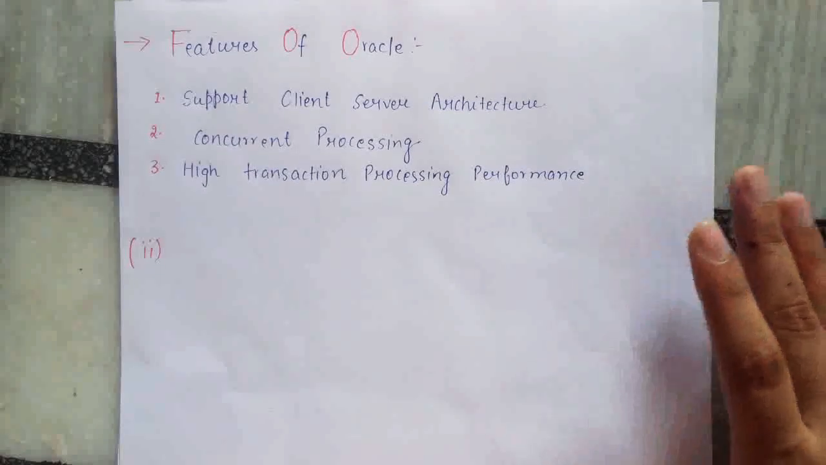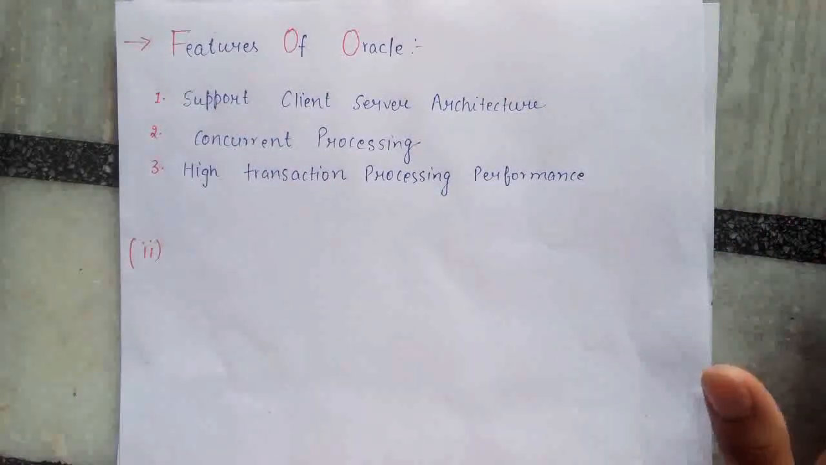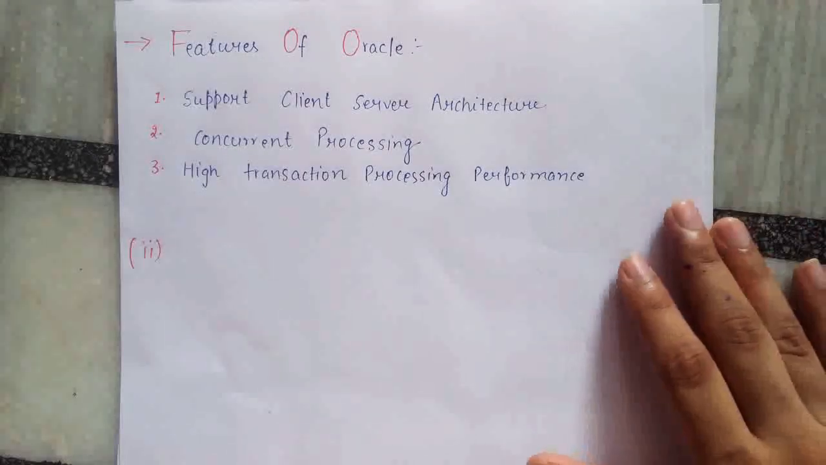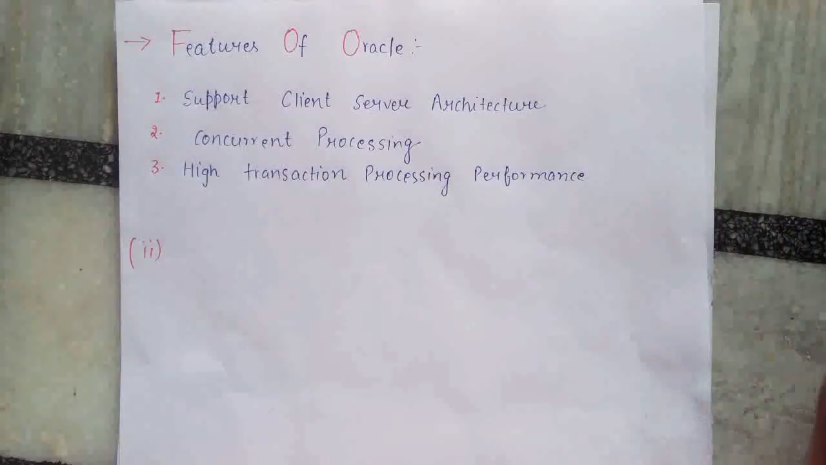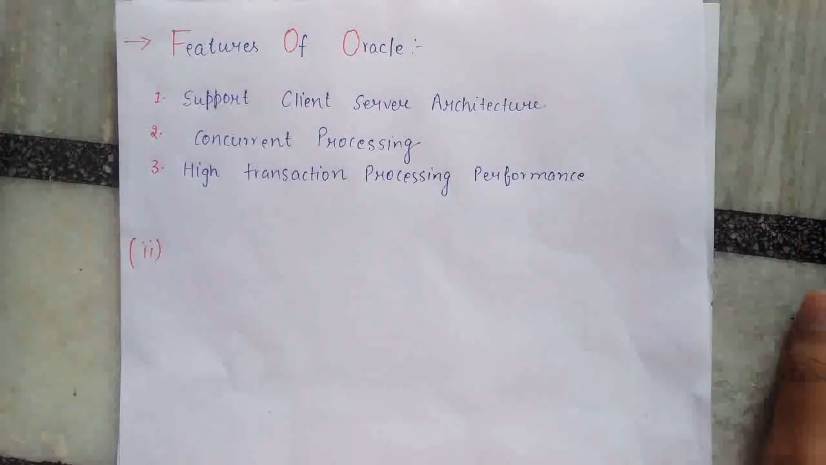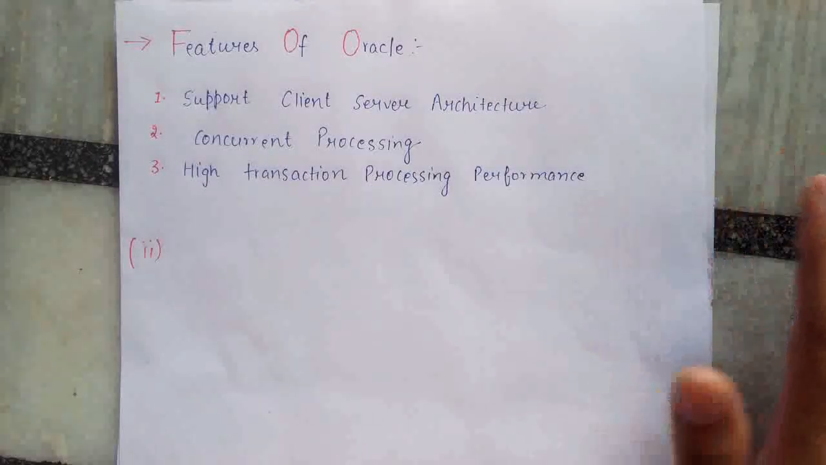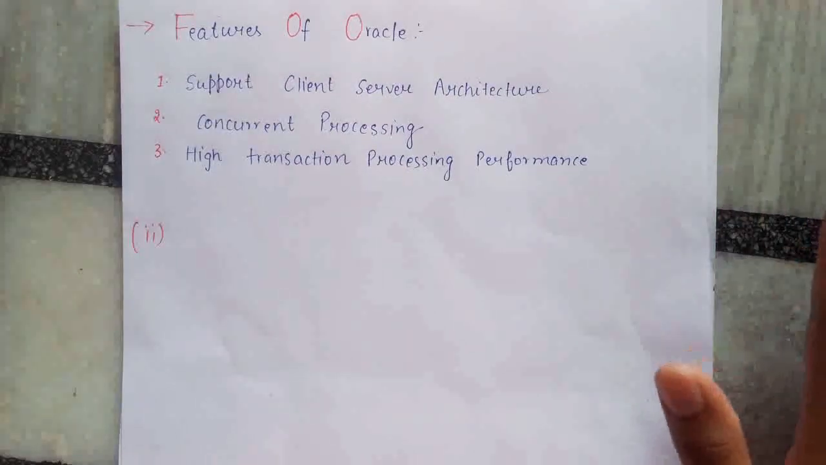And the second one is concurrent processing. Here in Oracle, if there is a DB and of course it is multi-user, various users can access the DB at one time simultaneously, and it will not affect the consistency of the DB. The consistency will always remain the same, although there is concurrent processing of the DB. So this is another advantage of Oracle.